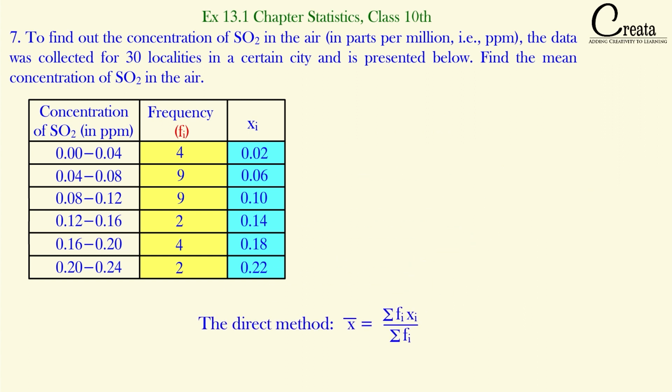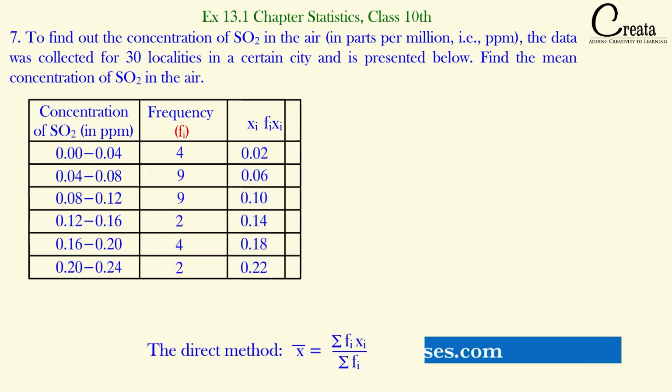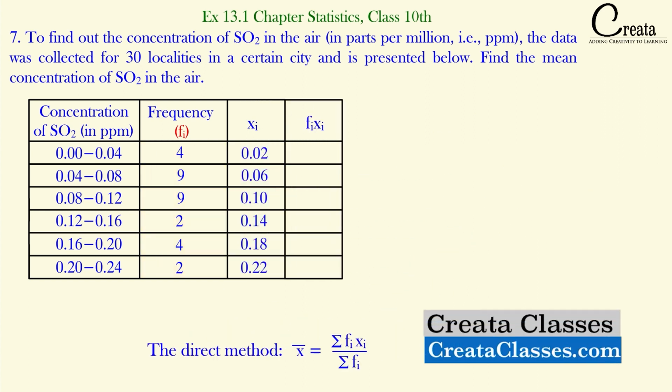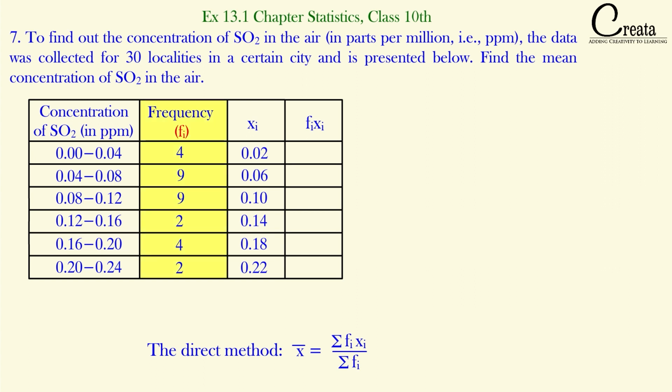So we will go with the first method, that is the direct method. Let's see. In this we have to calculate Fi into Xi. That is, we have to multiply all the rows of Fi and Xi. Let's take the first row. 4 into 0.02 is 0.08. Next, 9 into 0.06 is 0.54. Similarly, we will multiply all the Fi's with the Xi's. We got 0.90, 0.28, 0.72 and 0.44. Very simple.